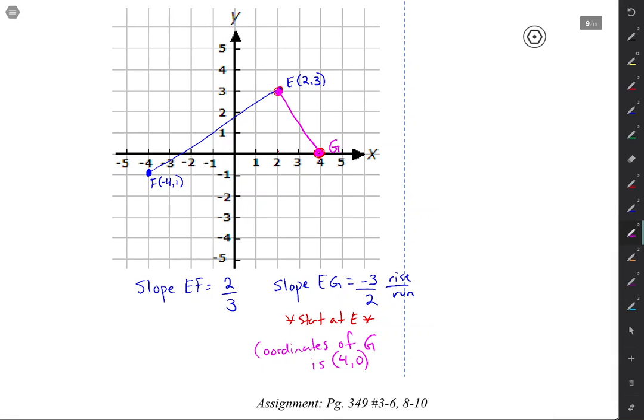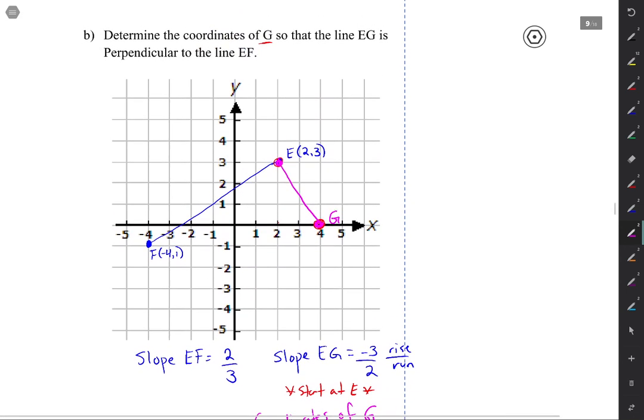Now there are multiple answers that you can get for this question. There's not just one answer. You could have given me the point where we rose in the positive direction 1, 2, 3 times, and then ran in the negative direction twice, and we would have ended up over here. So this could also be a potential other answer to that. G could also be up there.